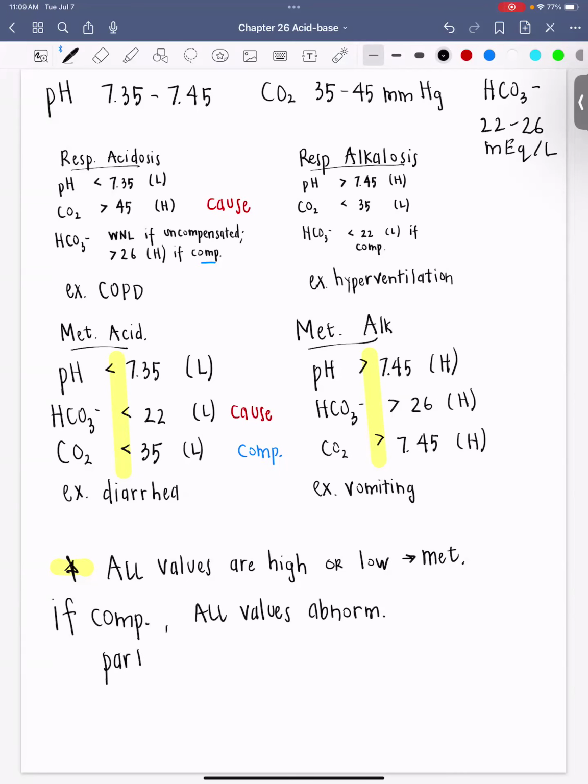If the compensation is partial, the pH is still abnormal, along with the carbon dioxide and the bicarbonate. But if carbon dioxide and bicarbonate are abnormal, but the pH has been returned to normal, then you know that the imbalance is being fully compensated.